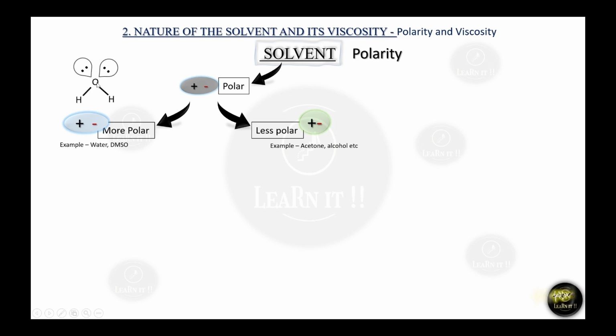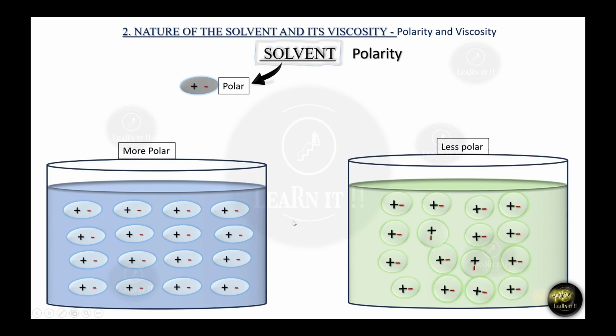In water, the oxygen contains two lone pairs of electrons. So the density of electrons is more on the oxygen. That's why we indicate negative on the oxygen side, and on the hydrogen side it is positive, because the electron density is always more on the oxygen. That's why we indicate the other part as positive. So let's take a more polar solvent and a less polar solvent.